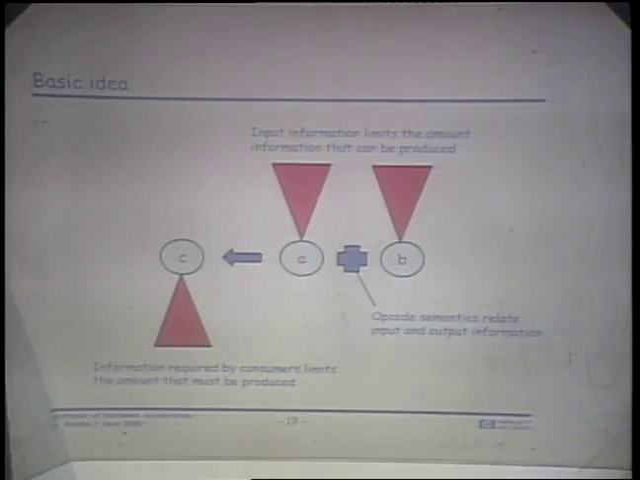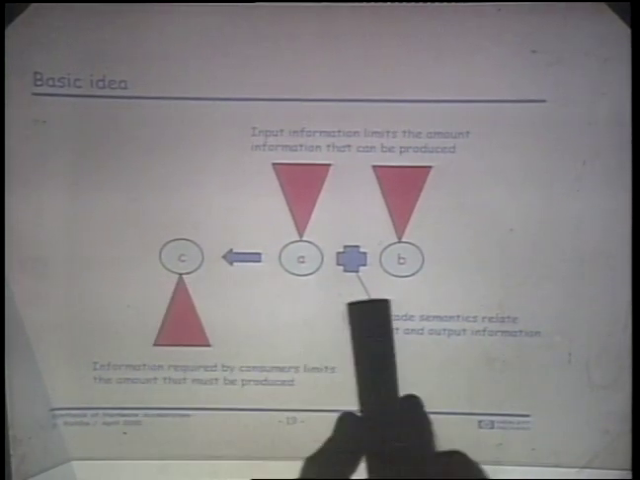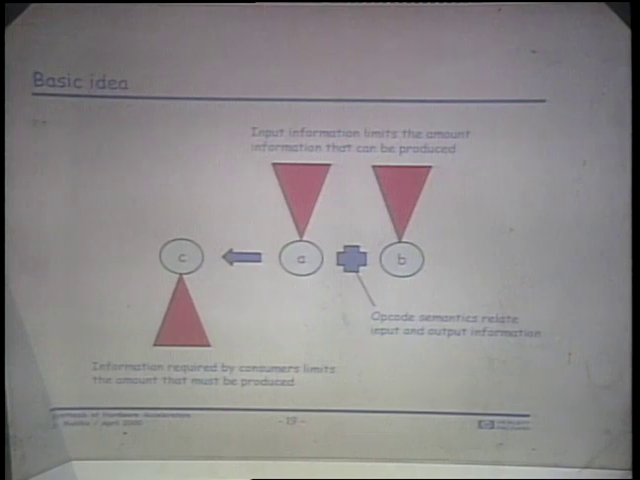And then the third component is this add. Given that I know something about A and B, the semantics of add tell me something about C. Similarly, if I know something about C, the semantics of add tell me something about A and B. We're going to use these three things to derive the width of the variables in an overall program.